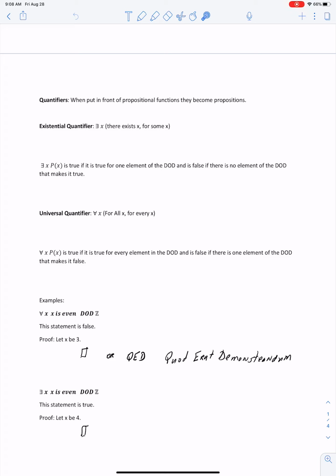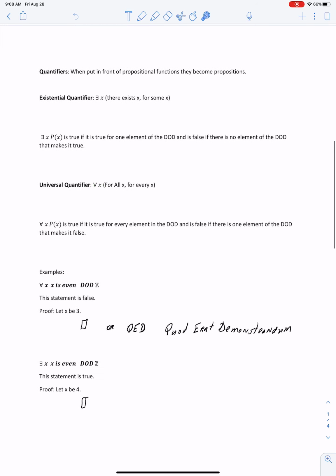Okay, and that is the existential quantifier. The other quantifier is called the universal quantifier. It corresponds to the English phrase for all X or for every X, and it's written with this upside down A. For all X, P of X, when you put it in front of a propositional function, is going to be true only if it's true for every element in the domain of discourse. In other words, if you can find one element in the domain of discourse that makes the propositional function false, then this is false.